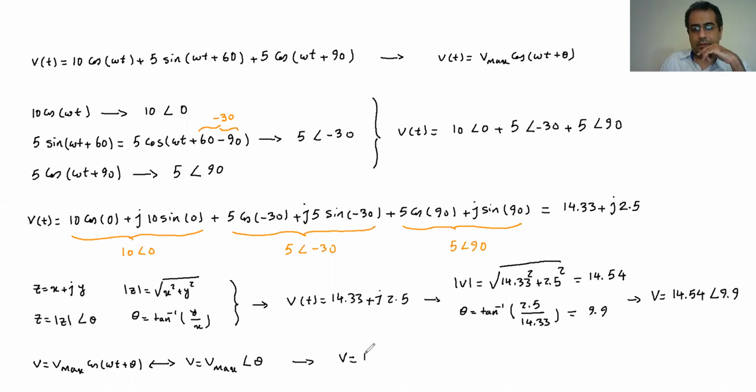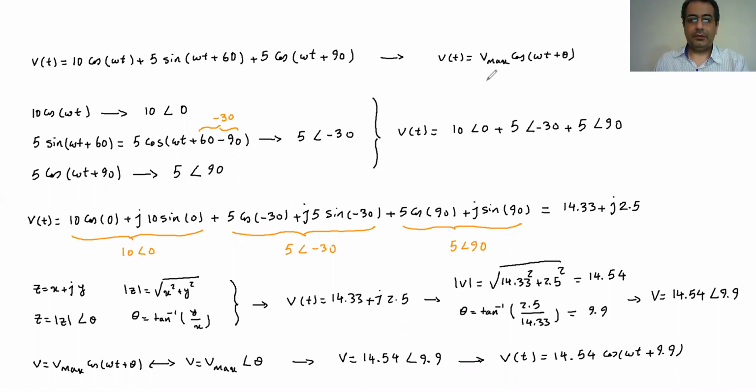V is 14.54 with angle of 9.9. Therefore I can convert it back to the time domain as 14.54 cosine omega t plus 9.9. So this is going to be the final. So this is what we were looking at. We wanted to know how it's going to be the final value like that.